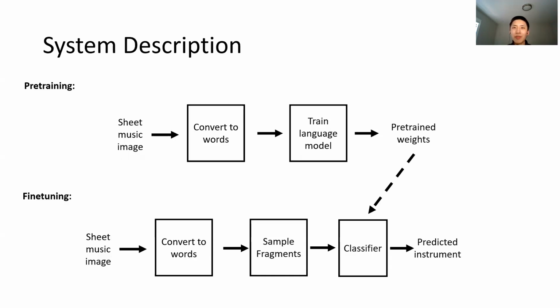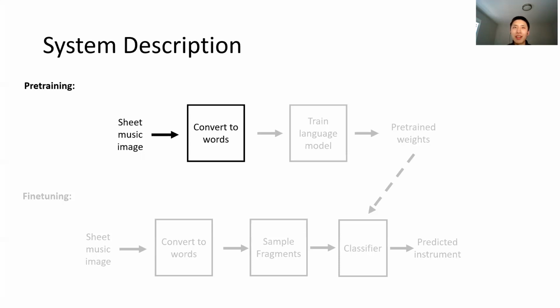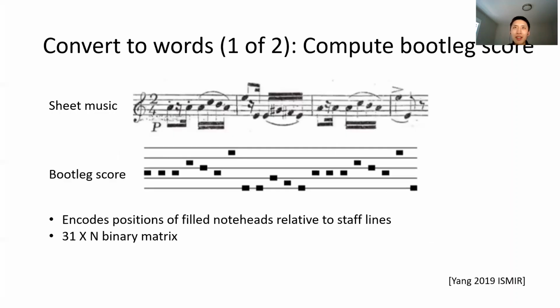Here's an overview of the two main training components in our system. The first stage is pre-training, the first step of which is converting the sheet music image to words. The first step of converting to words is computing the bootleg score. The bootleg score is a representation of sheet music that encodes the positions of filled note heads relative to the staff lines. Note that this discards a significant amount of musical information, including accidentals and non-filled note heads. The bootleg score is a 31 by n binary matrix where n is the number of note events in the piece.